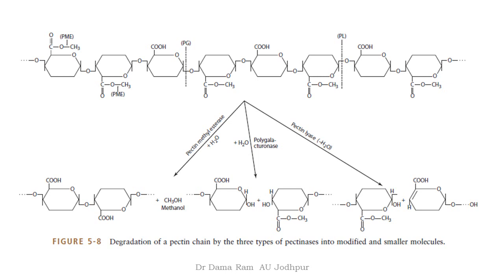The last, third one is pectin lyase, which splits the chain by removing a molecule of water from the linkage, thereby breaking it and releasing products with unsaturated double bonds. So this is the mechanism.